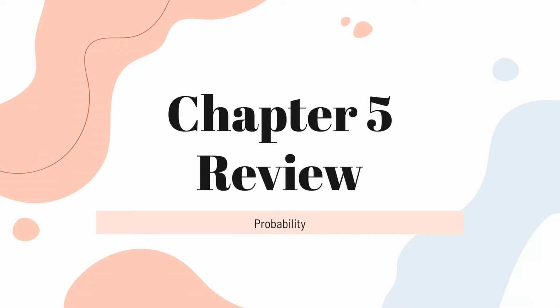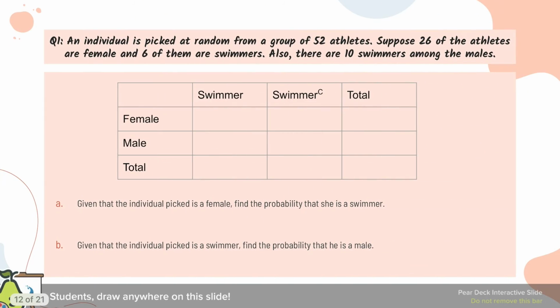In this video, I'm going to be going over Chapter 5 review probability problems. So I'm going to assume that you are going to read these questions first, and then I'm going over the answers. So in this question, to fill out our chart first, we have 52 athletes.